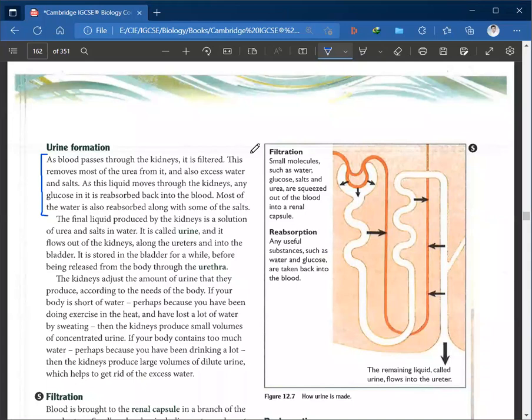What happens is that as the blood enters the kidney, it has to be filtered. This whole process is called filtration. Now, what happens in filtration is that you're supposed to remove the excess or the waste stuff.